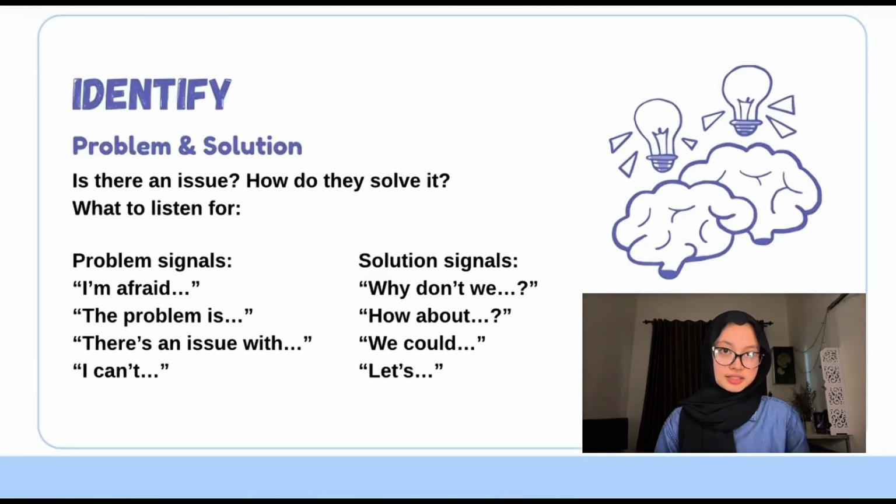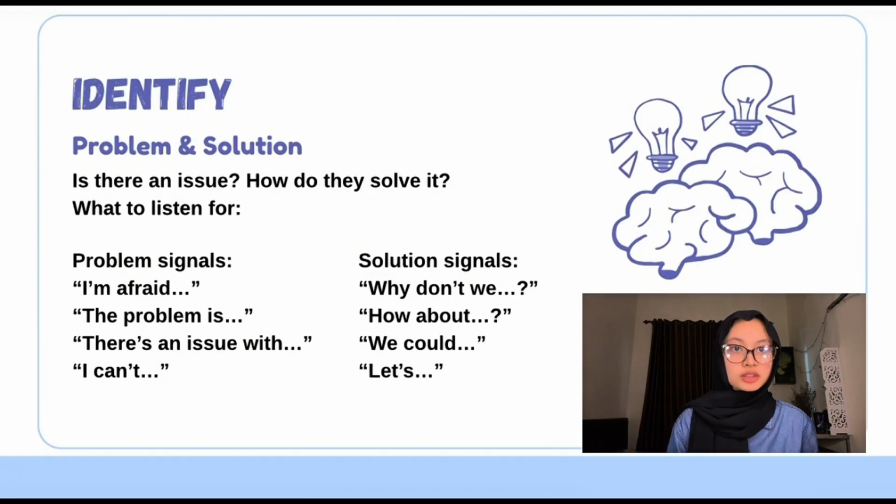The next thing you can identify is the problem and solution. Is there an issue and how do they solve it? Because conversations usually happen because there is a problem. One speaker explains the issue and the other responds with a solution.